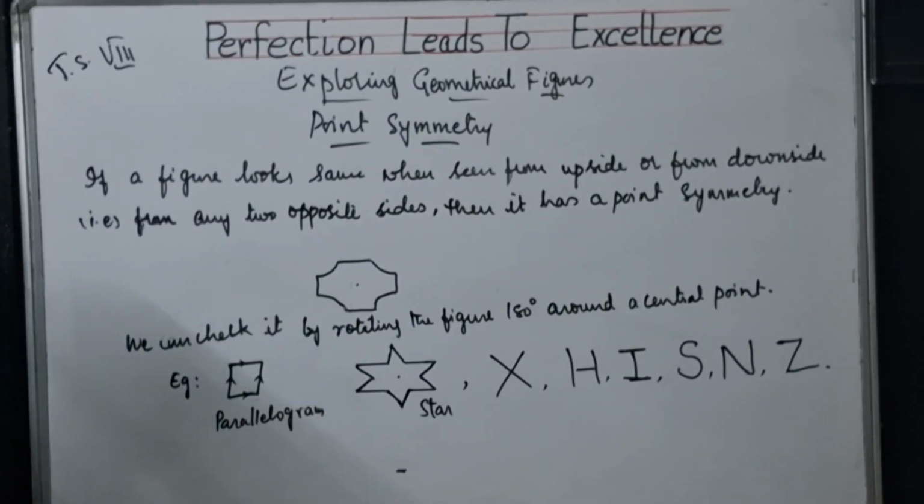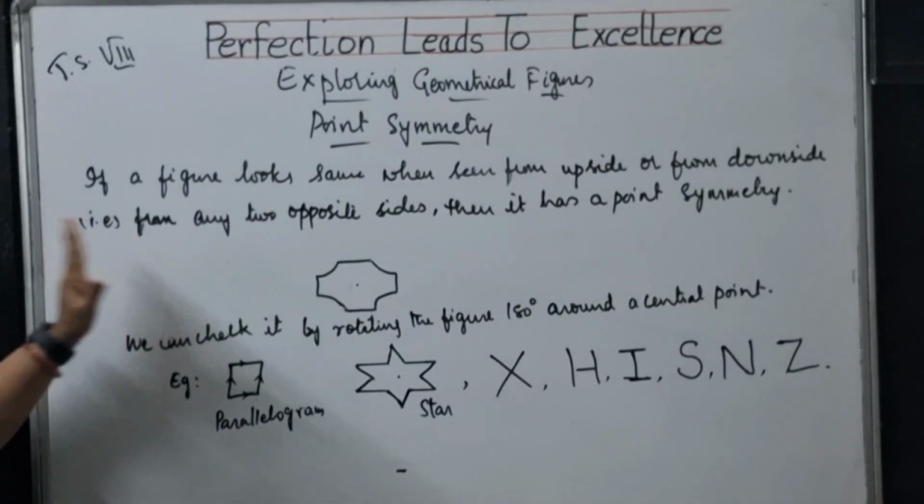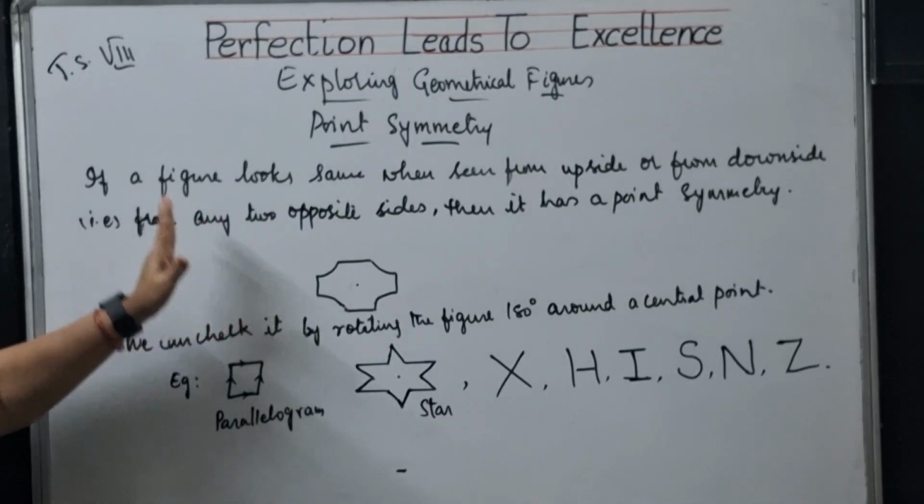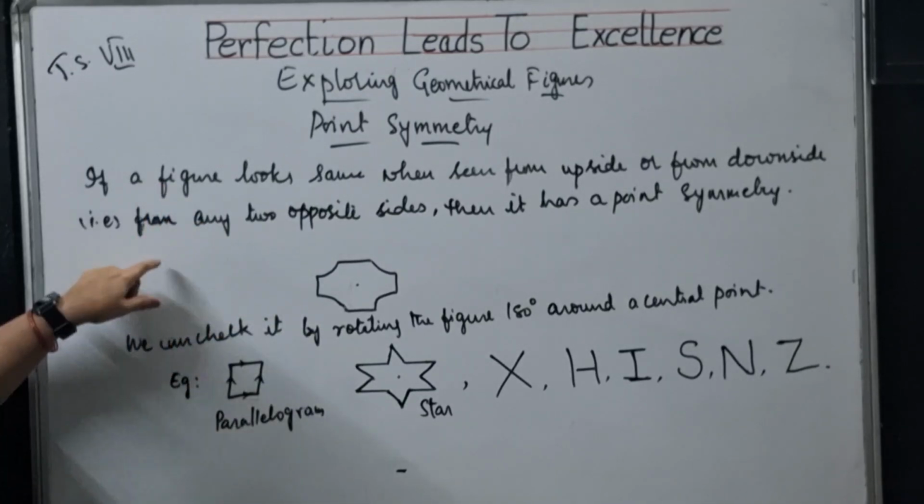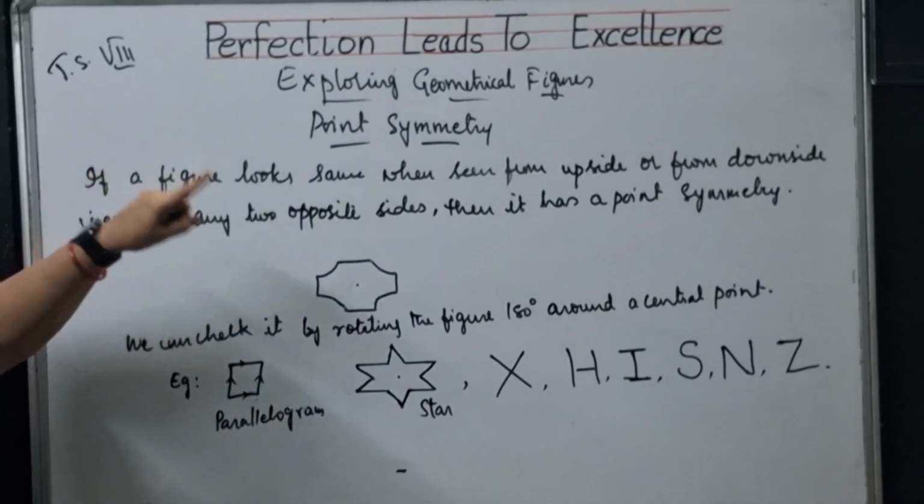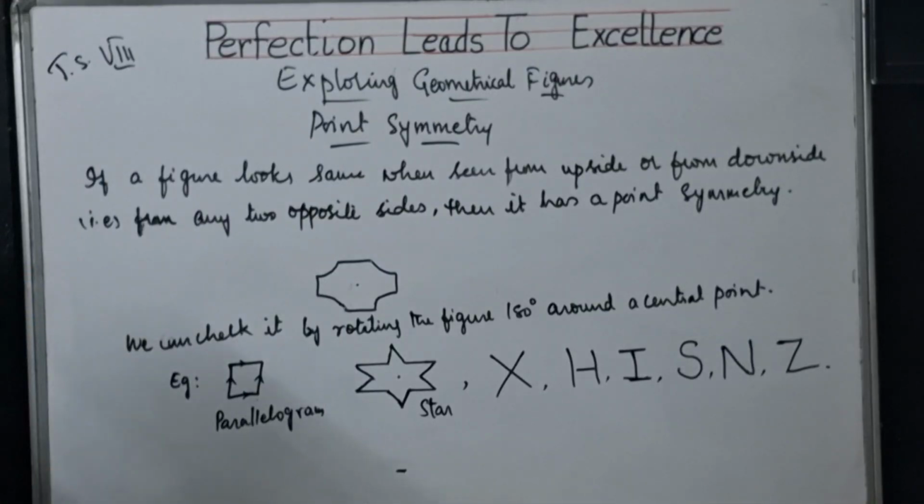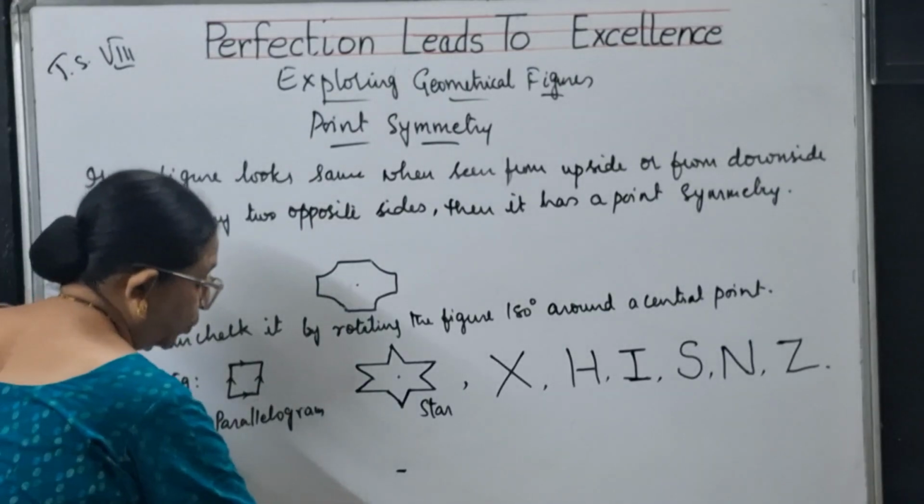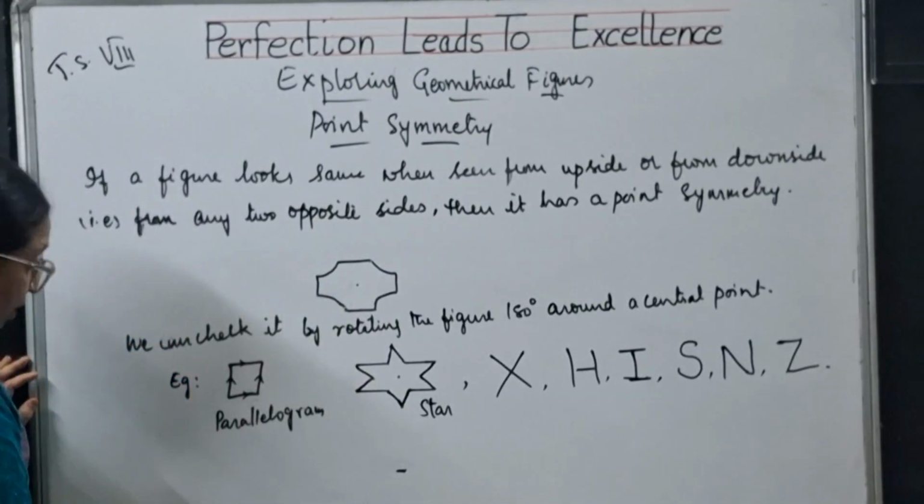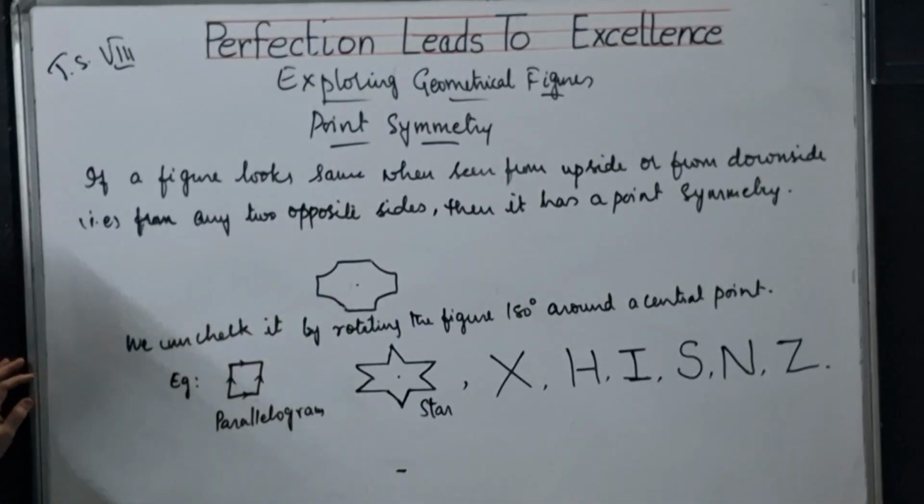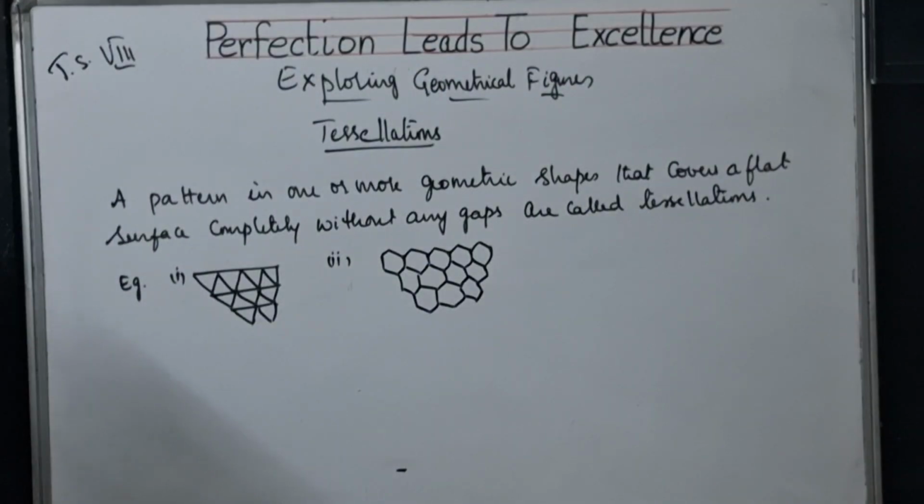So line symmetry means they will look alike on either side of the line of symmetry. Point symmetry means if they rotate 180 degrees around a central point, they look alike. They don't have any change. This kind of figures are called point symmetric figures. Note down, children.